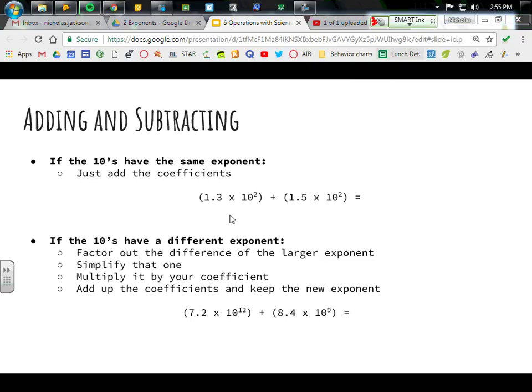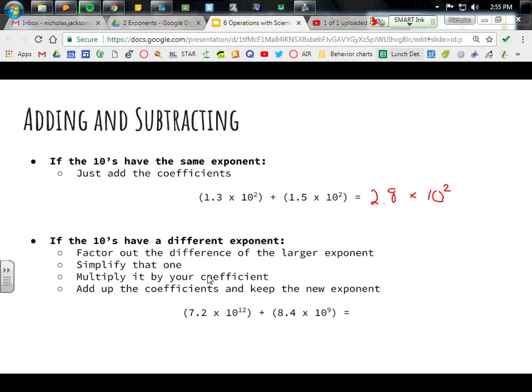So, with this problem, we would just be adding 1.3 and 1.5 to get 2.8. And we would have the same base. It would still be multiplied by 10 squared. Okay, so that's very simple. It gets tricky when they don't have the same exponent. So here's how you do that.